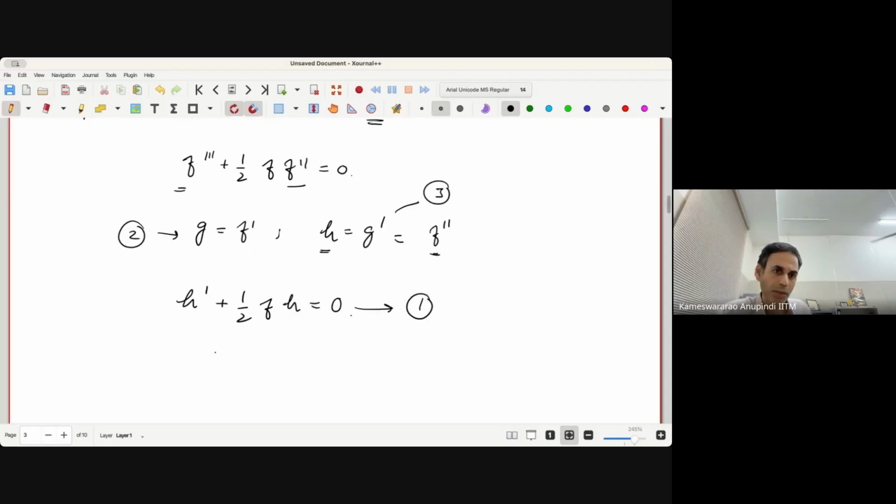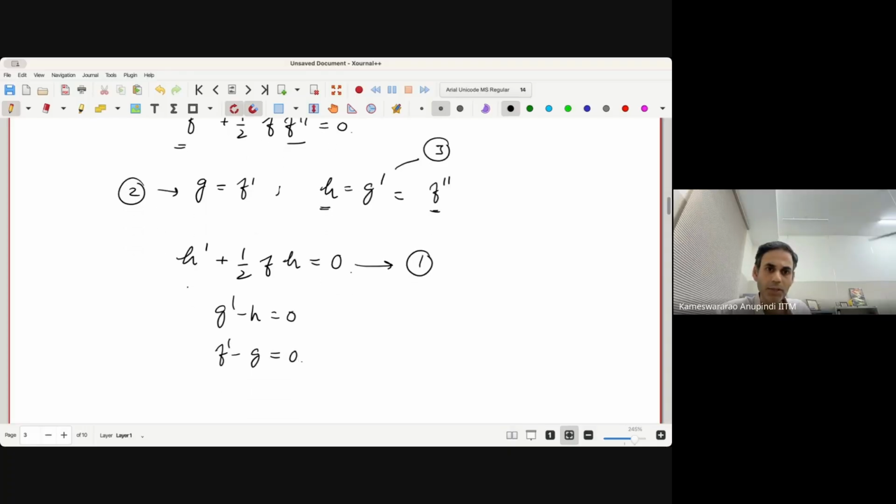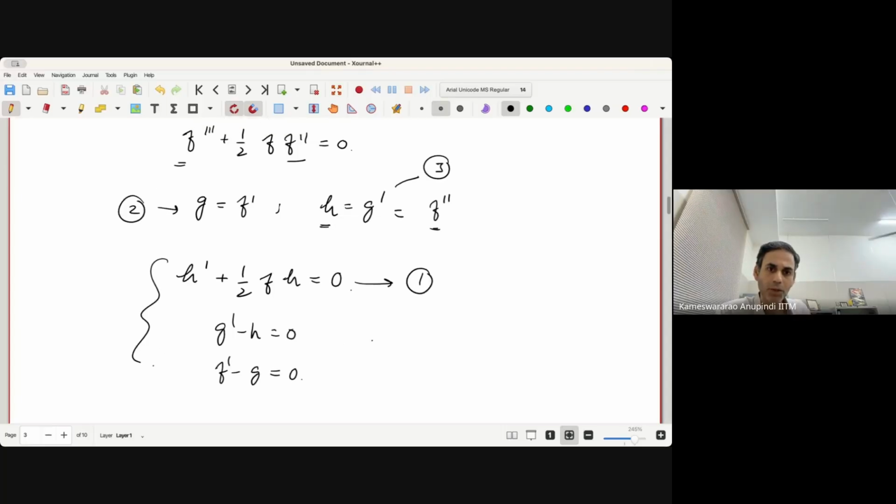That means I have equation 1, then I have g prime equals h, or g prime minus h equals 0, and then we have f prime minus g equals 0. So I have these three equations. Each of them, as you can see, is a first order ODE. The only thing is that now they are coupled, because this h value needs to be used here, and this g value needs to be used here.